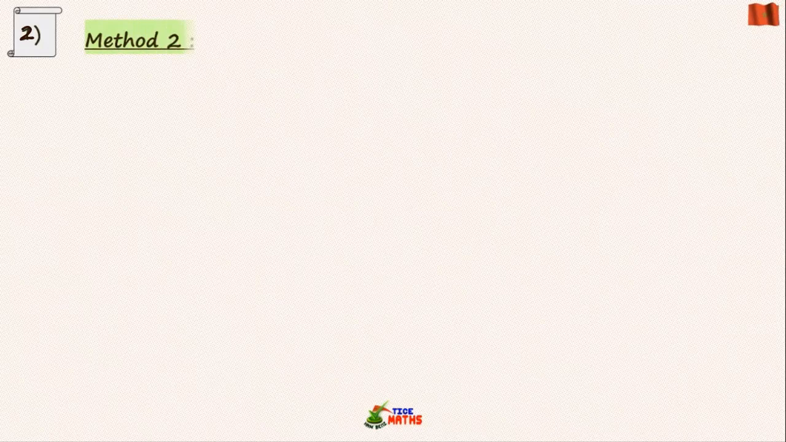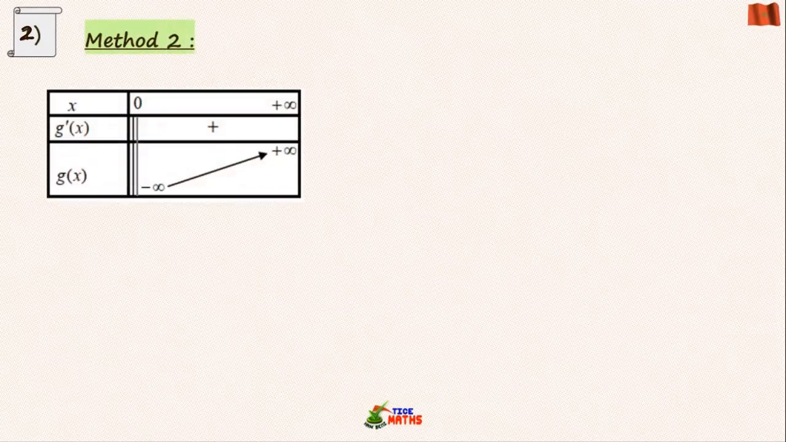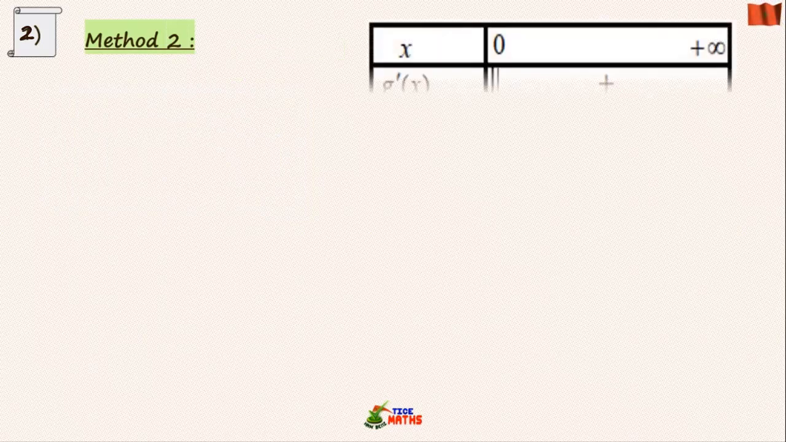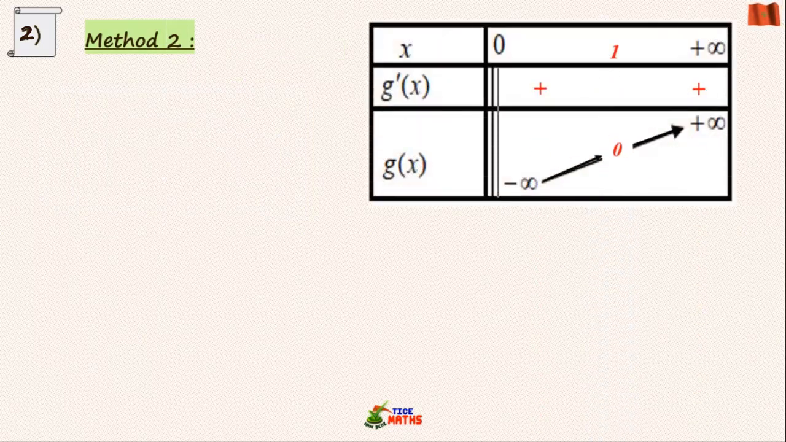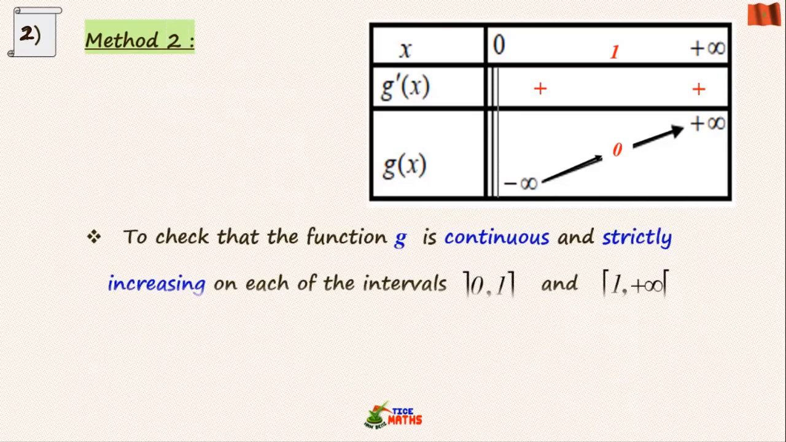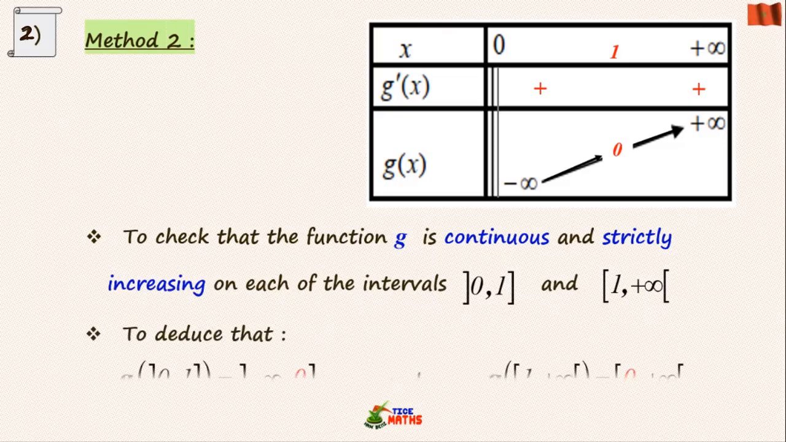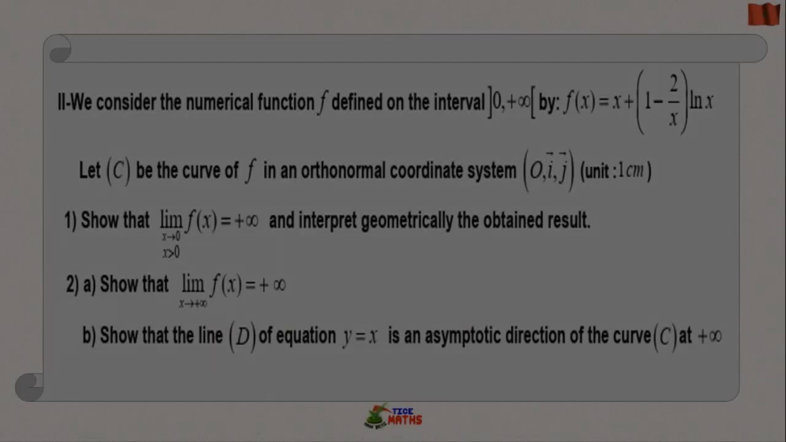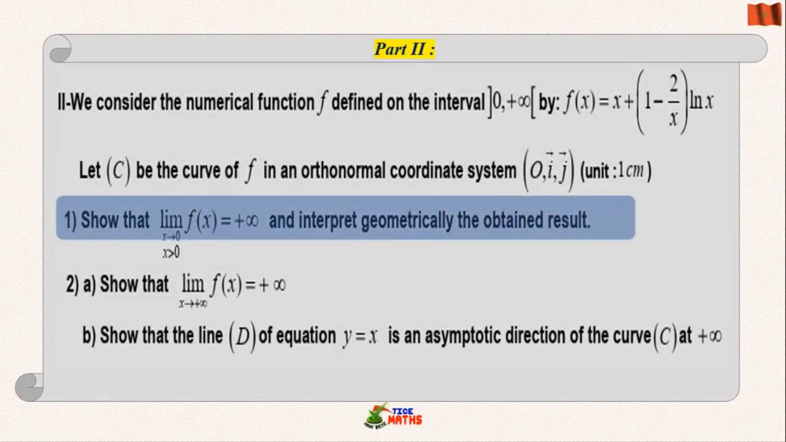The second method for question 2 consists of using the fact that g is continuous and strictly increasing on the interval 0, 1. So we get g of 0, 1 equals minus infinity, 0. That means that all images on this interval are negative. Use the same technique for 1, plus infinity. Part 2, question 1.